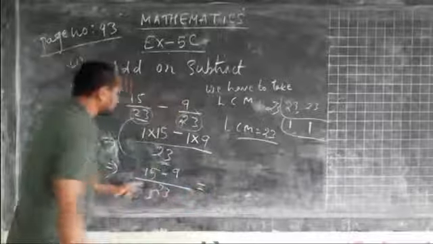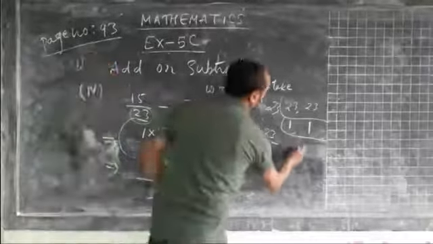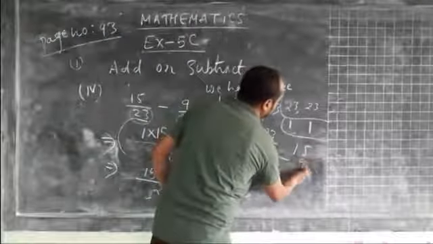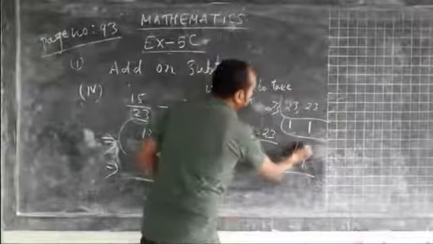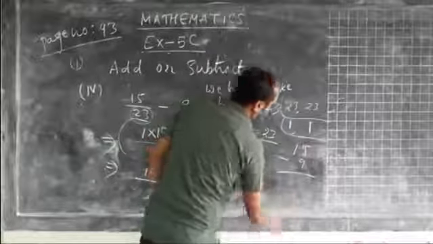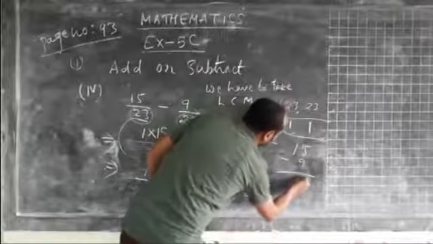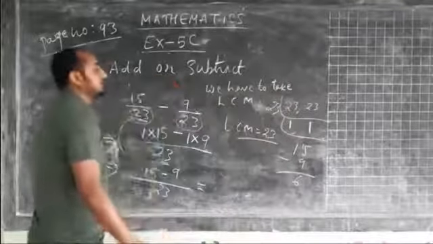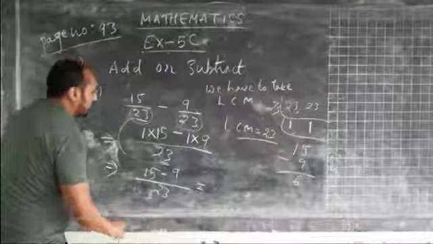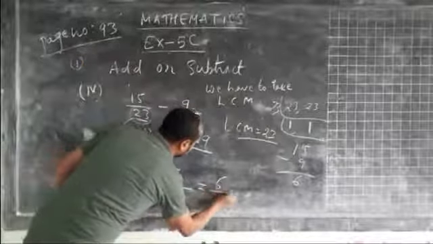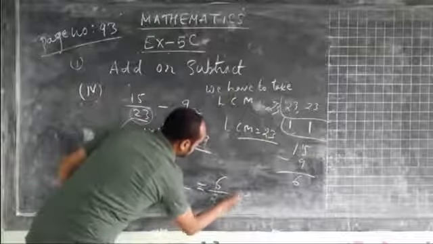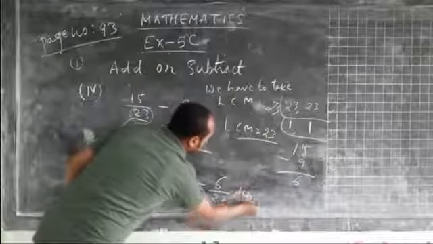Now next step, 15 minus 9. You do it. 15 minus 9 is 6. So what will be the answer here? 6 by 23. This is our answer.